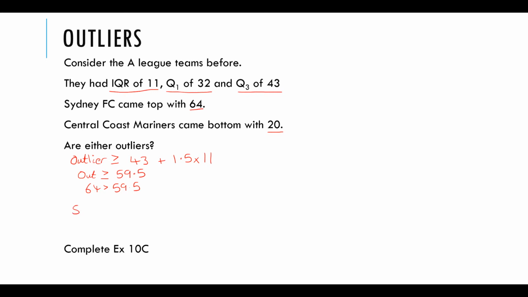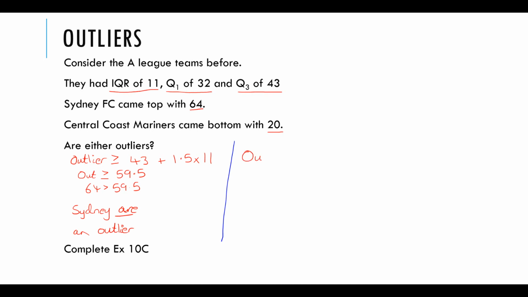So the conclusion is Sydney are an outlier. So mathematically, Sydney FC were much better than all the other teams over the course of that season last year. They didn't win the overall cup, so they may feel a little bit hard done by. Okay, let's test the other one.